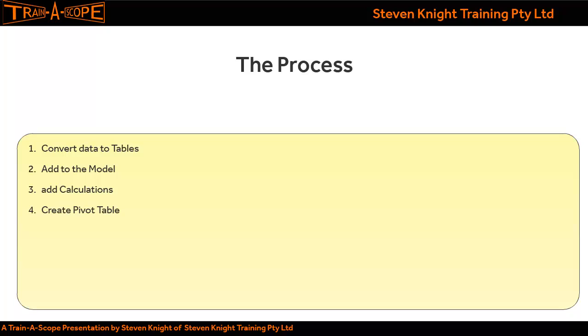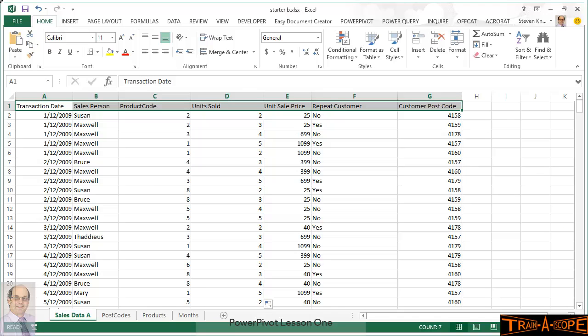The process is fairly simple. We're going to convert our data to tables. We're going to add those tables to the data model. We're then going to create some calculations, two calculations I've got in mind to just demonstrate calculations using data within a table and calculations using data across different tables. And at the end of that, we'll create a pivot table. So that's the process.